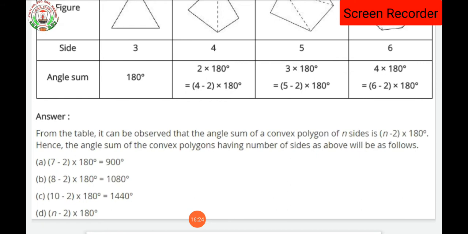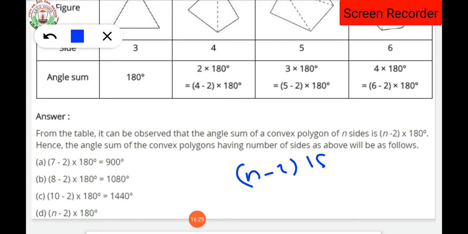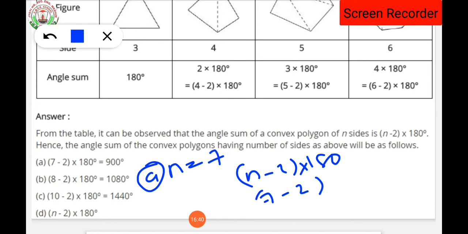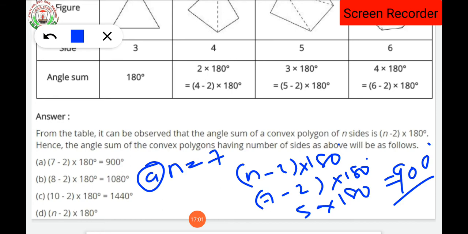What is N minus 2 into 180 degree? The N value is 7, given in the question. So putting the value in the formula, 7 minus 2 into 180 degree. 7 minus 2 is 5. So 5 into 180 degree is 900 degree. Clear, everyone?